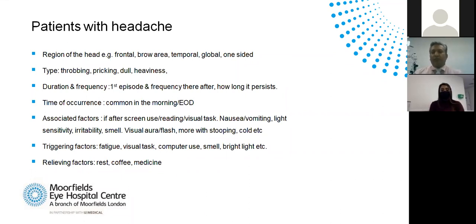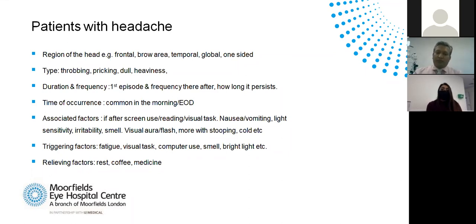If the patient experiences nausea or vomiting, any light sensitivity, any irritability, or smell or visual aura flashes, these issues are more common. Or if someone says, "I'm getting flashing of light," or "I'm not able to look at the light very properly, especially during headache," or "I feel nausea," these are more common with migraine kind of headaches. If someone says, "I get the headache more after computer use or after reading for some time," that is more related to vision or eye related issues.